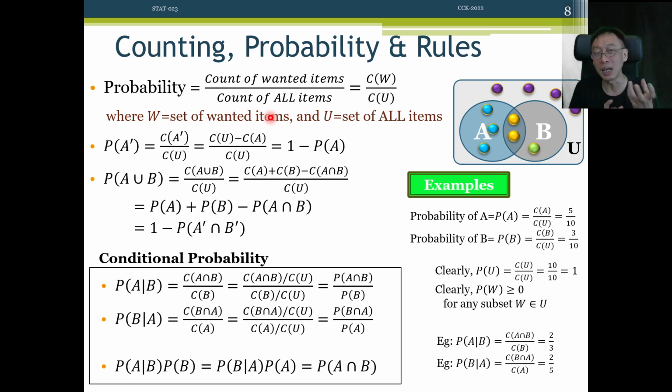So if the ball is inside A, C of A will take care of it. Doesn't matter how many it is, 5, 10, 17, 20, doesn't matter. And the total number of counts in U, the universal set, minus whatever is in A, divided by C of U, because that's the definition. But then we can see that it becomes 1 minus C of A over C of U. But C of A over C of U, that's P of A by definition. See? So we are back to proving this theorem simply by using the concept of counting.